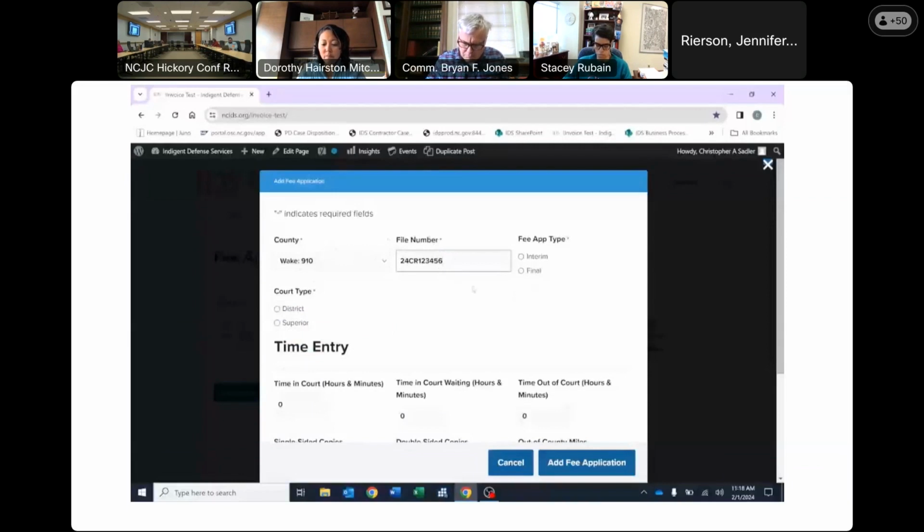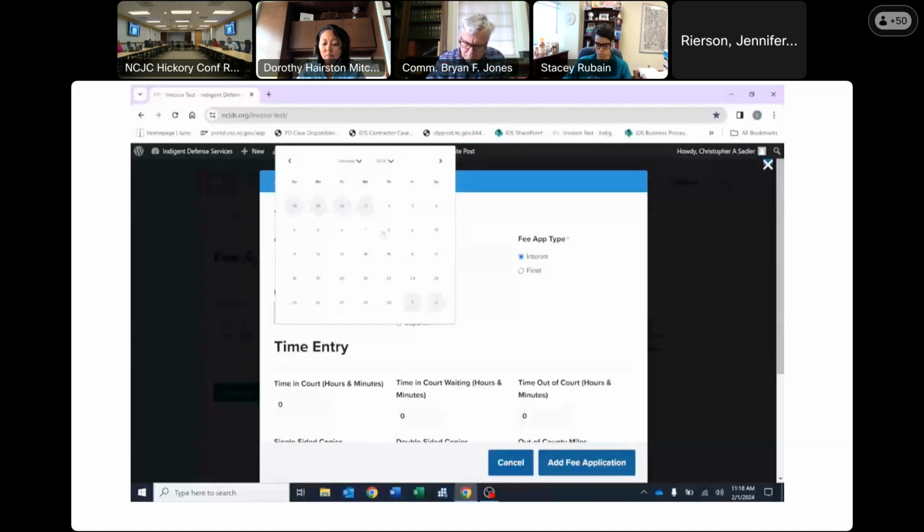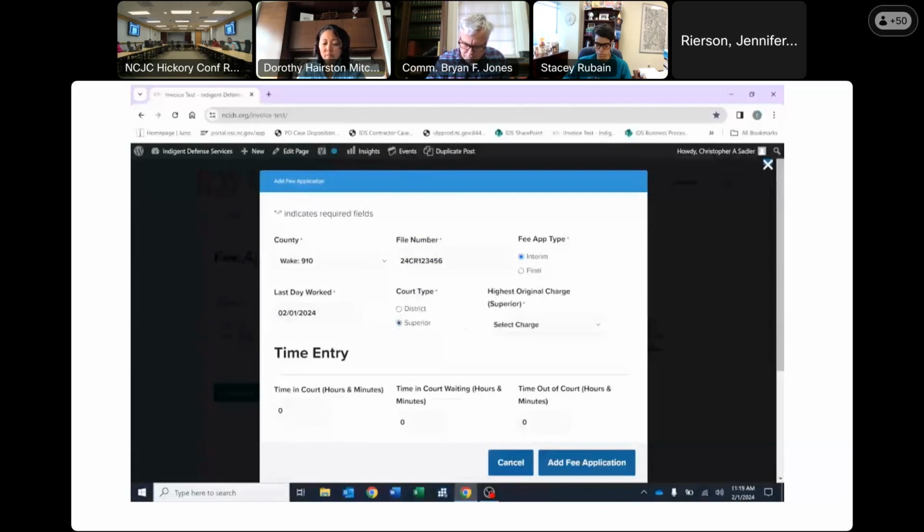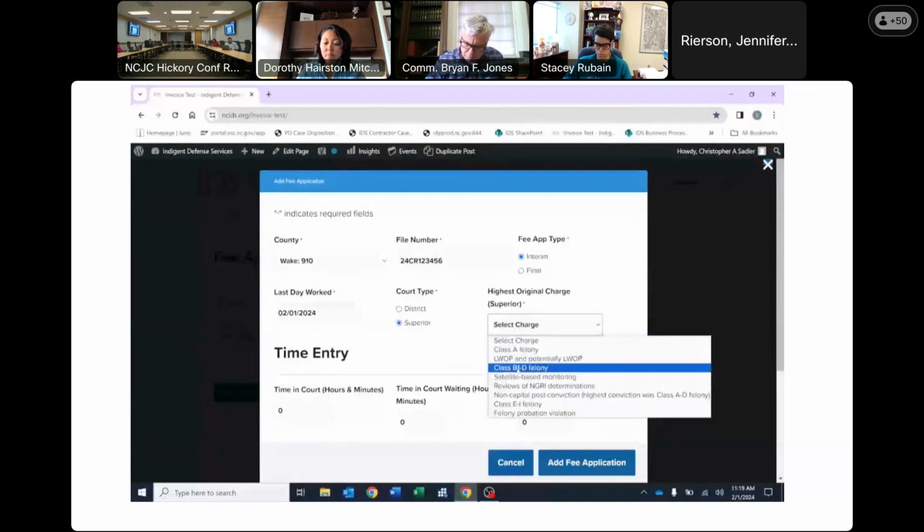Next, we select whether the app is an interim or final fee. The first hypothetical case will be an interim. Therefore, we are asked for the last day we worked on the case. The calendar tool appears and we select February 1st, 2024. Next, we select District or Superior Court by clicking the radio button. Then, using the drop-down menu, we select the highest original charge, which has the appropriate hourly rate programmed.